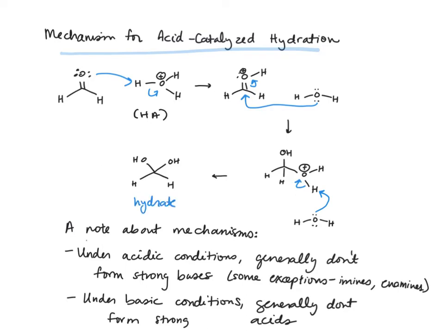A note about mechanisms. Under acidic conditions, you generally don't want to form a strong base, and there are some exceptions, such as imines and enamines, where we have such a small amount of strong acid that due to the lack of abundance of strong acid, we can form a strong base. Also, under basic conditions, you generally don't want to form strong acids.